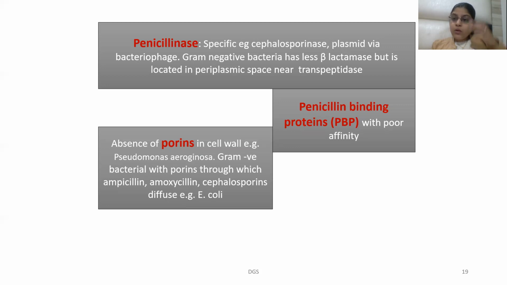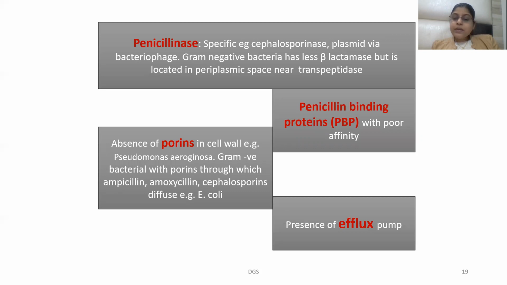Absence of porins: porins are the structures which are responsible for the intake of the drug into the bacterial cell wall. When the porins are absent in the cell wall, like in Pseudomonas aeruginosa, gram-negative bacteria with porins through which ampicillin, amoxicillin, and cephalosporins diffuse, this absence of porins can lead to antimicrobial resistance. These are present in gram-negative bacterial cell walls, and so ampicillin, amoxicillin, and cephalosporins can be affected.